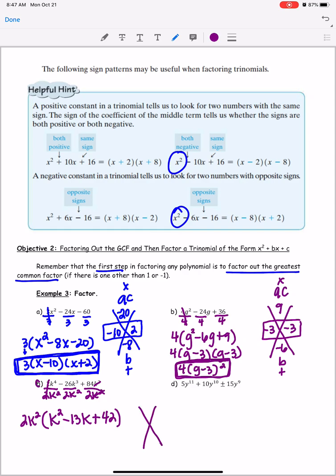So now, go into your x. My a times c is 1 times 42. My b term is this negative 13. So it adds up to negative 13 and multiplies to a positive 42. That's going to be negative 6 and negative 7. Negative times negative gets me to that positive 42, but negative 6 plus a negative 7 is negative 13. So bring down your GCF, and then this factors to k minus 6 and k minus 7.